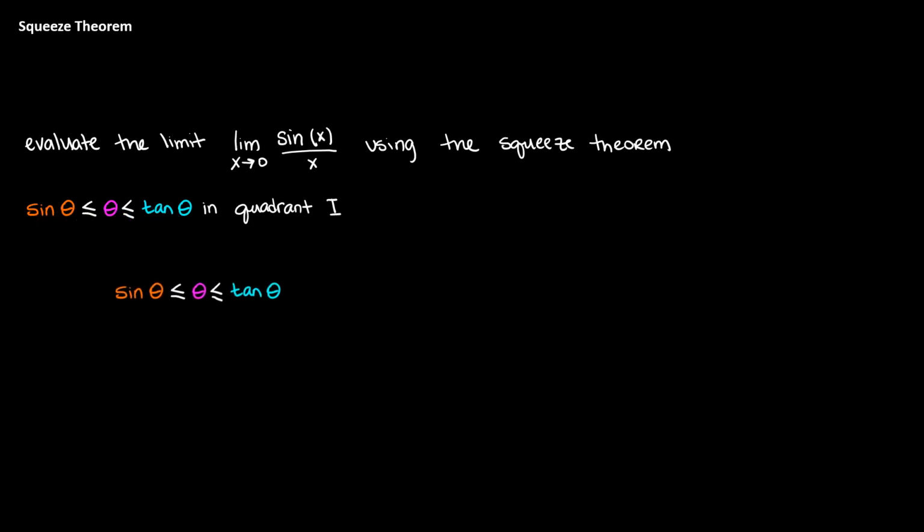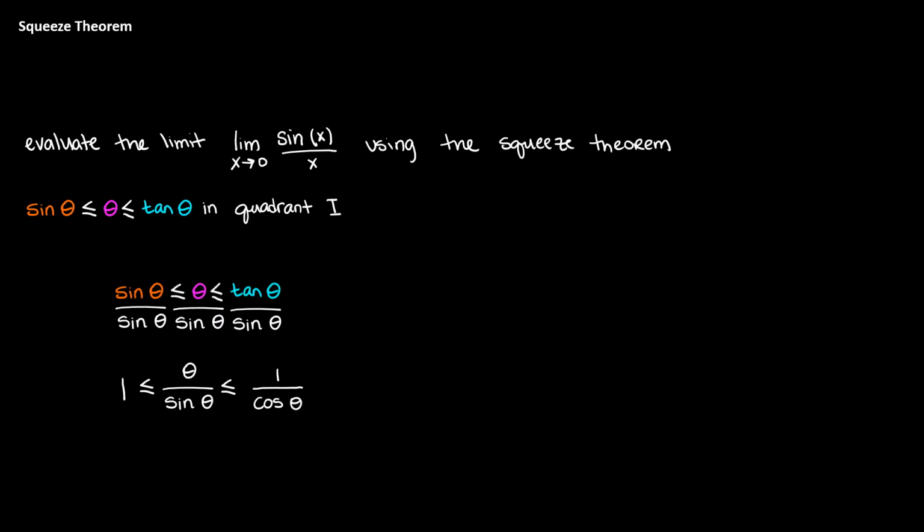First thing we'll do is divide every term by sine theta, and then we'll simplify. Sine theta over sine theta is 1. Copy down our center function, theta over sine theta. And then notice that tangent theta over sine theta reduces. Tangent is sine over cosine, and we're essentially dividing that by sine, so the sines cancel out. We're left with 1 over cosine.